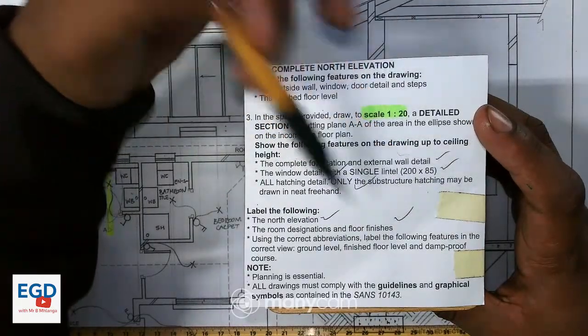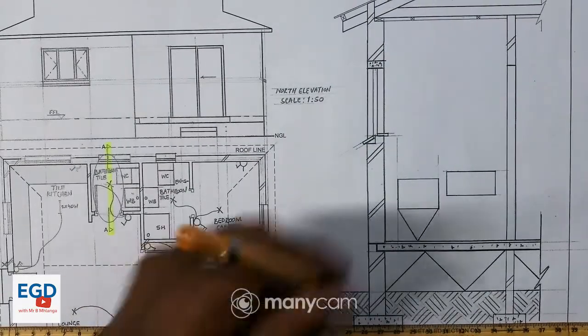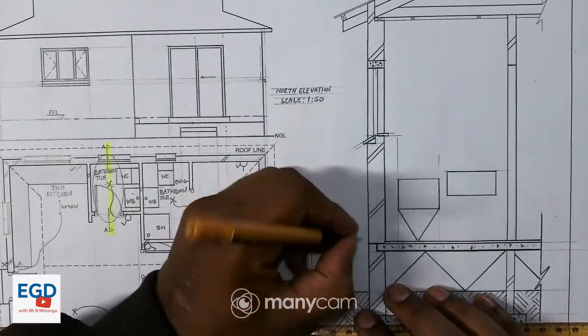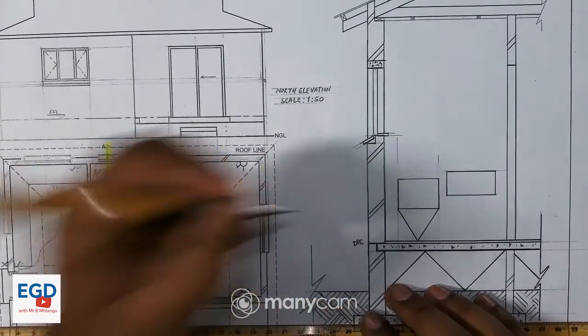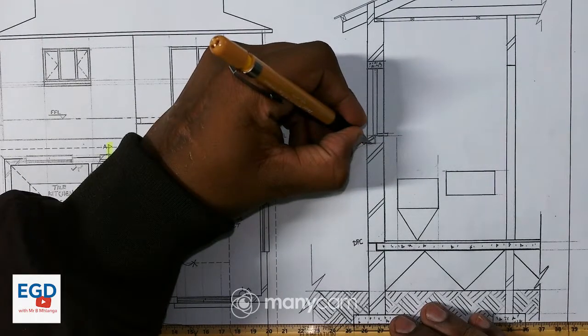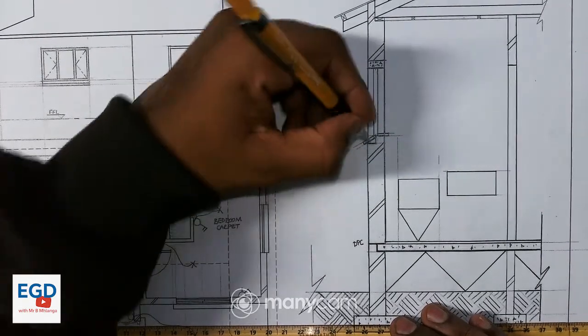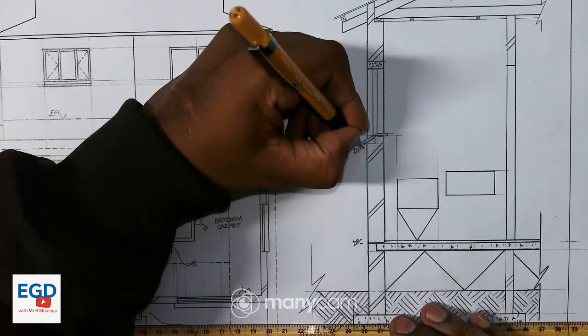Using the correct abbreviation, label the following features in the correct view: ground level, finished floor level, and damp proof course, which is the DPC. Okay, so the DPC is right there, so I'll just write here DPC. Okay, and also here we have the DPC just underneath the windowsill. So just next to the windowsill, I'll just write DPC there.